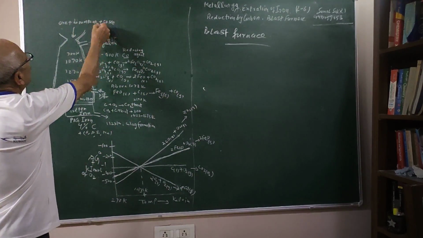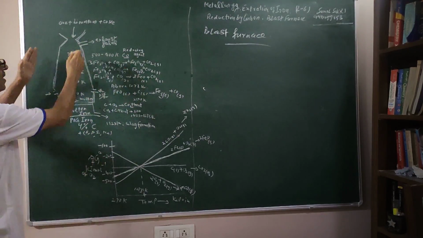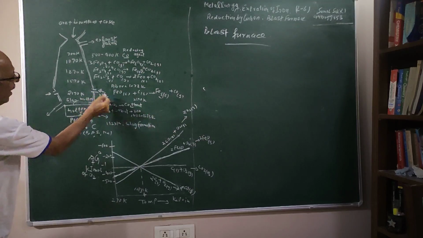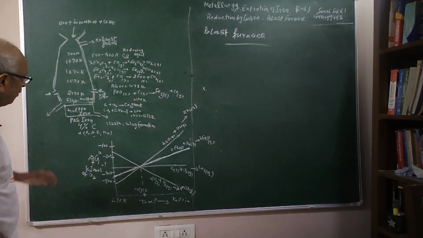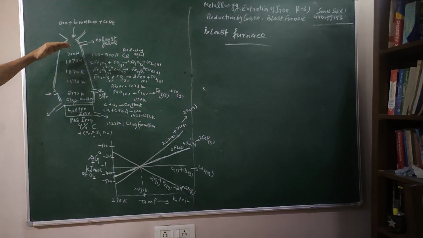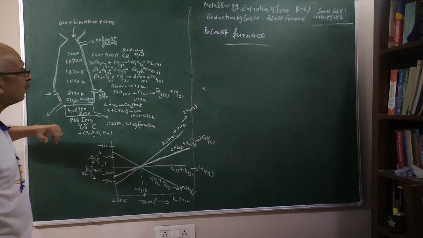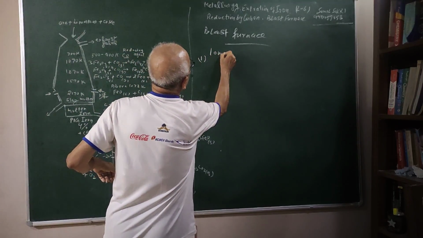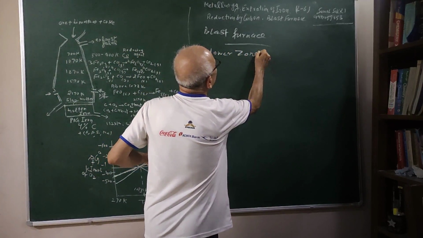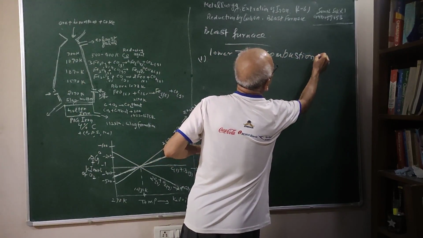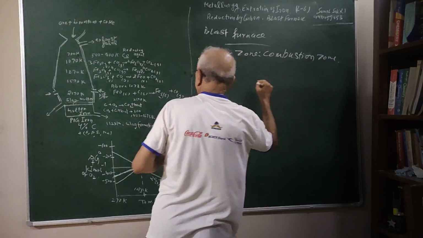Ore, limestone and coke is just fed into this. This is a blast furnace, and air and oxygen is blown, hot air and oxygen. What will happen, students? There are different zones of temperature as you can see in the blast furnace. Let us see what are the different zones. So first, at the lower zone, which I am calling the combustion zone. What is happening?